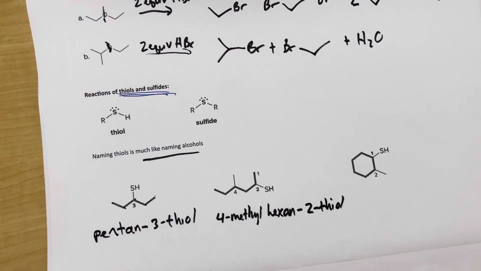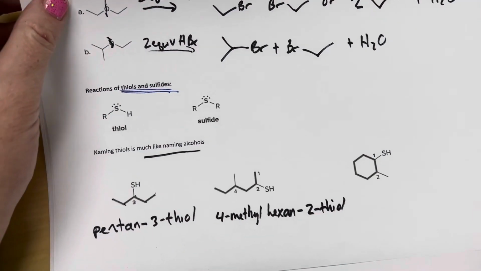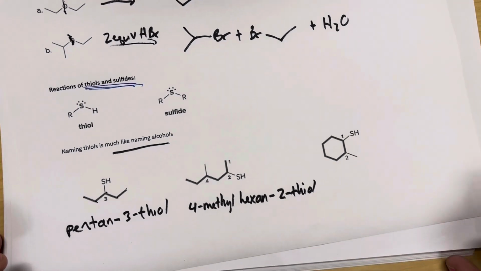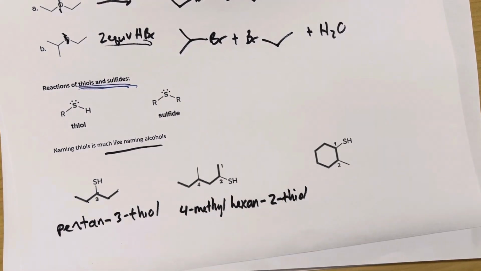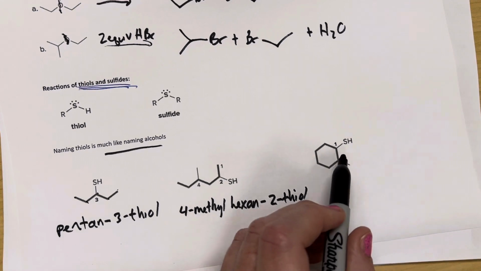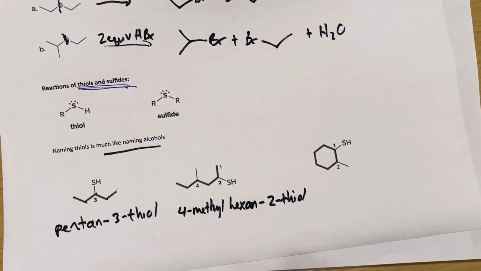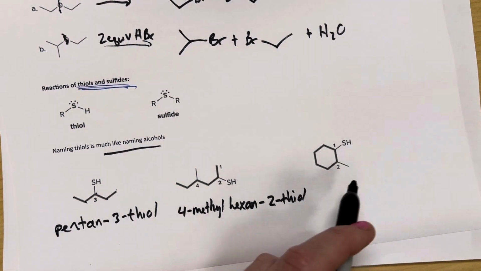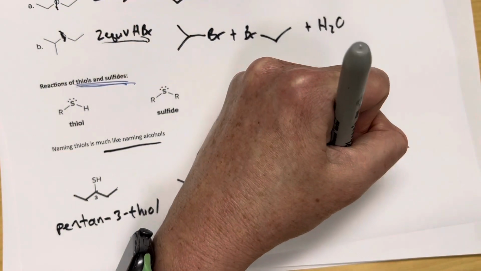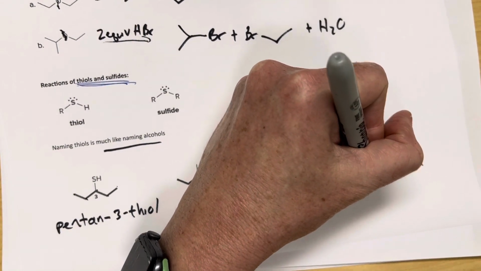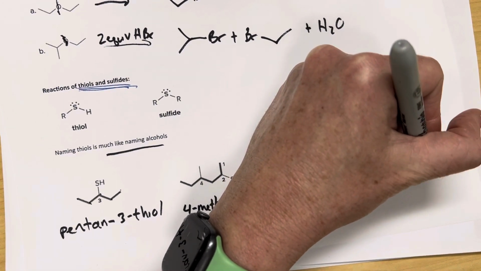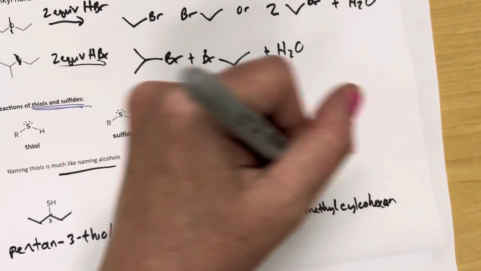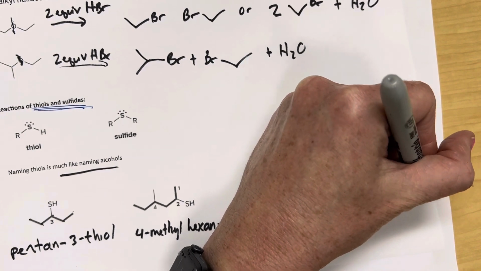Again, if you have alcohol naming down, this should come almost naturally now. Just like with alcohol, your 1 will always be the thiol, and so you don't need to write a 1 if it happens to be on a 1. It's just cyclohexane thiol. But on the 2, we have a methyl, so that's why this is 2-methylcyclohexane thiol.